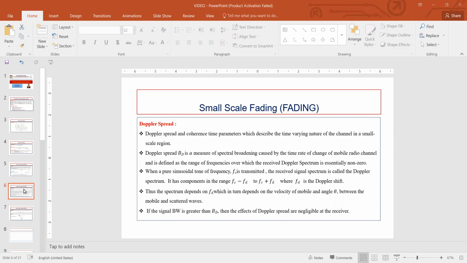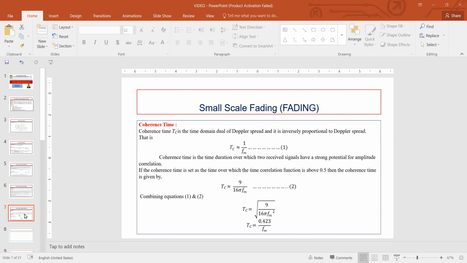So the spectrum depends on fd, which in turn depends on the velocity of the mobile and the angle theta between the mobile and the scattered waves. The maximum Doppler shift frequency is denoted as v by lambda cos theta, but the maximum value occurs when cos theta is equal to 1. So cos 0 is equal to 1, so the angle theta is equal to 0 degrees, and that value is your maximum Doppler frequency.